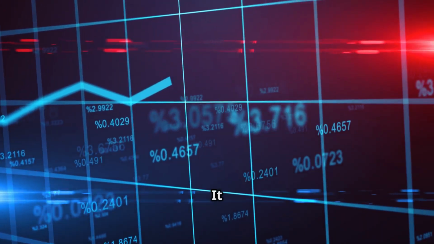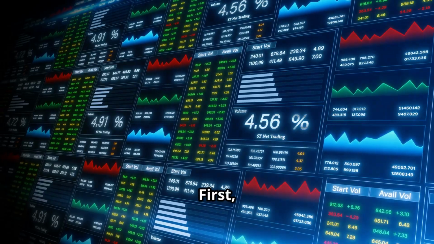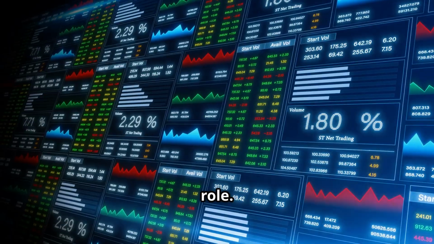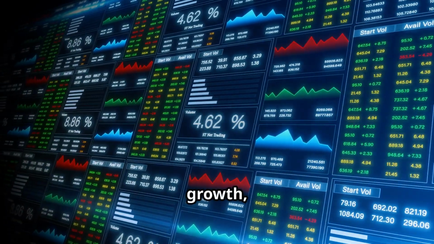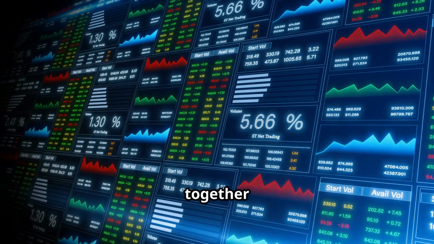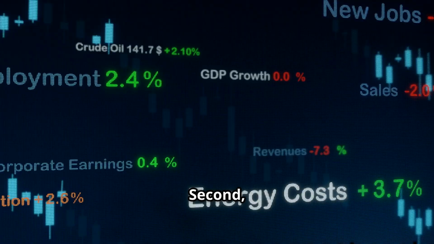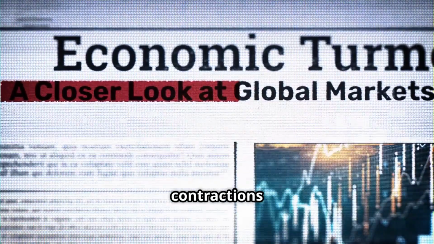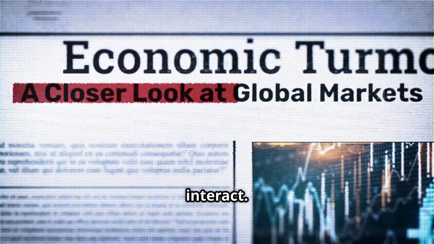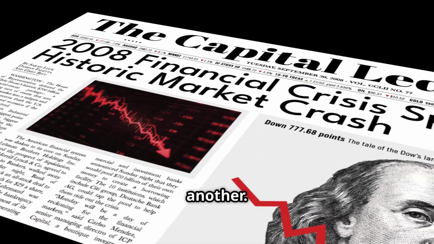Correlation is not random. It is driven by a combination of structural forces that evolve over time. First, risk factors play a critical role. Assets that share exposure to common factors such as market beta, momentum, growth, or liquidity risk tend to move together when those factors dominate returns, regardless of asset class labels. Second, macro regimes matter. Inflationary environments, deflationary shocks, tightening financial conditions, and economic contractions all reshape how assets interact. Correlations that appear stable in one regime can reverse or intensify in another.